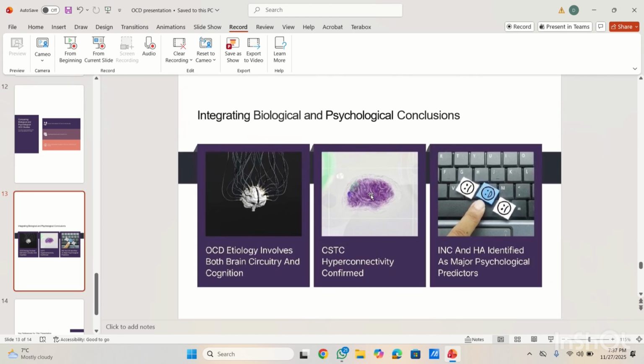And this is the conclusion. OCD is a complex disorder influenced by both brain-based and cognitive factors. The biological study shows that hyperconnectivity in the CSTC circuit can lead to problems stopping intrusive thoughts and compulsive actions. The psychological study shows that incompleteness, harm avoidance, and intolerance of uncertainty are powerful psychological drivers of OCD symptoms. Understanding both mechanisms helps improve treatment and our understanding of OCD.